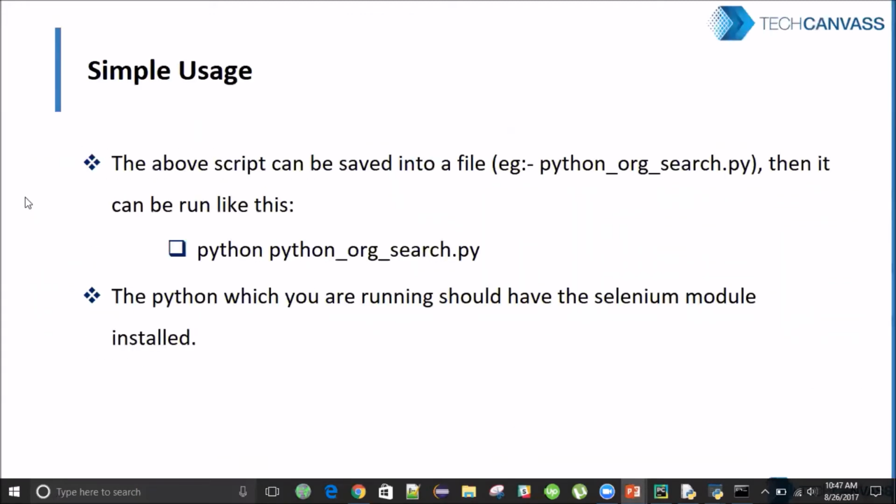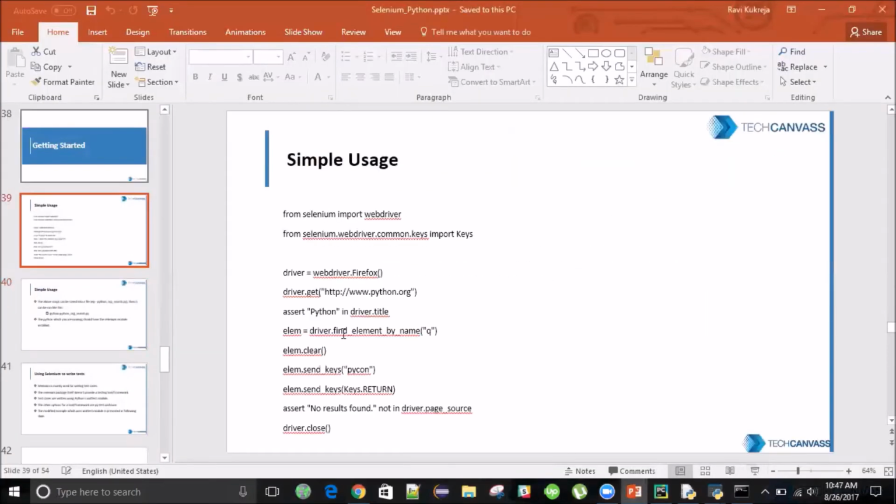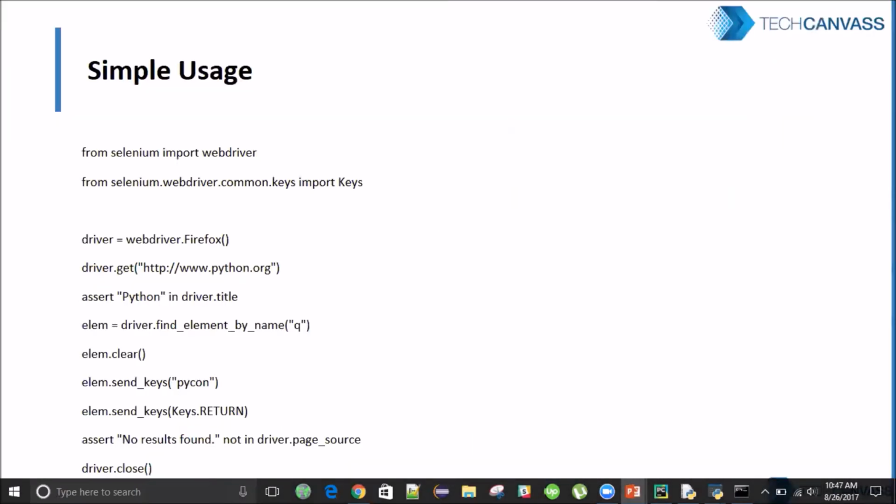Let us write a simple Selenium script using Python. So this is a simple Selenium script. The very first line you can see is importing the WebDriver. This is similar to the import statement of Java. So we can say from selenium import webdriver. This will import the WebDriver library for me to use. Also, in line 2, we are importing the Keys class in order to perform keyboard related operations.